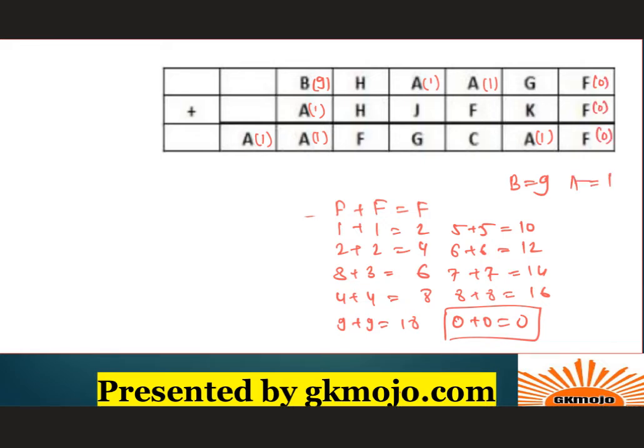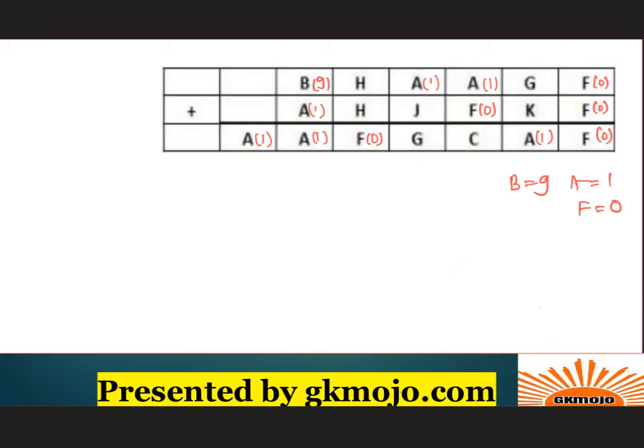Alright, so a equals 1, f equals 0. We have found the values of three letters now. So write down 0 everywhere where f appears. Alright, this makes things a lot easier for us. We'll focus on these two columns over here.